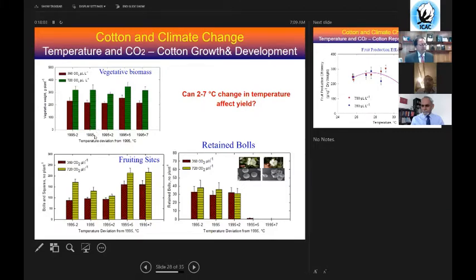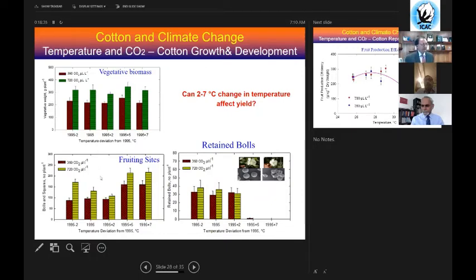And then we changed the other chamber to 1995 plus 2 degrees, plus 5 degrees, plus 7 degrees, and minus 2 degrees. And then we are looking at vegetative biomass, grams per plant. Plants grown at ambient CO2 are the red one, plants grown at elevated CO2 are the green one. As you can see, plants grown at elevated CO2 produce greater photosynthesis, which in turn results in more vegetative biomass across a wide range of temperature conditions.